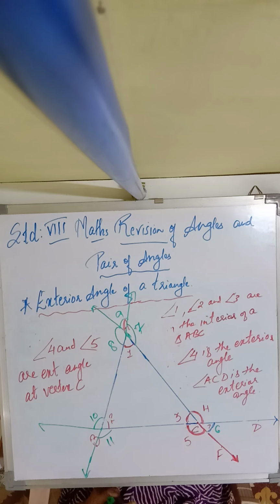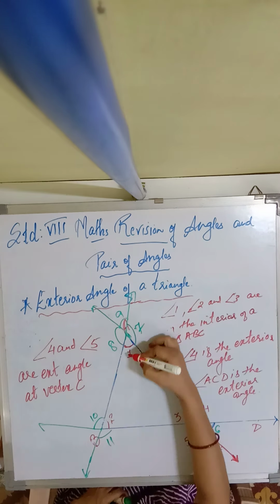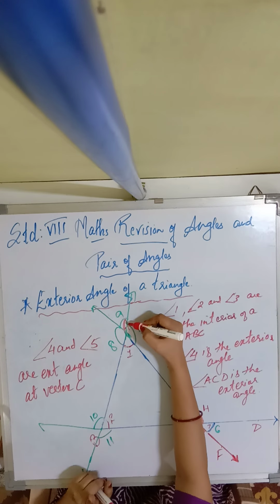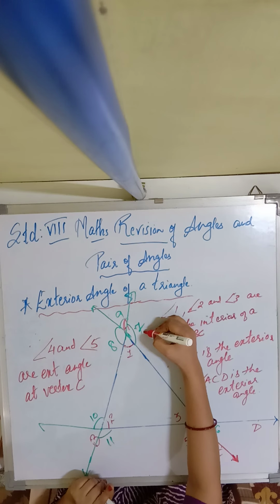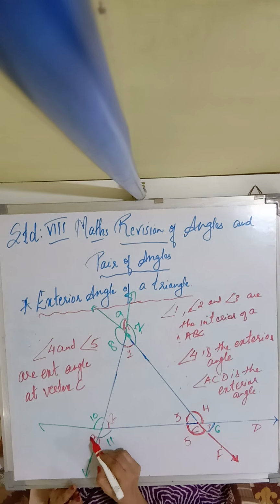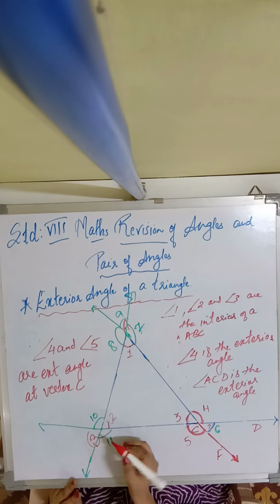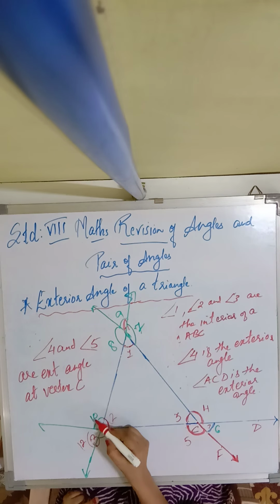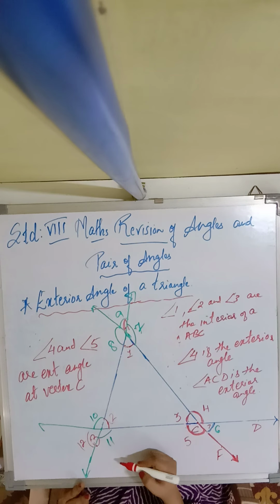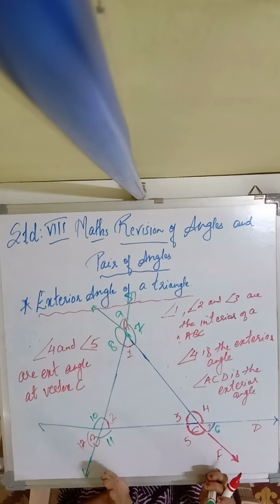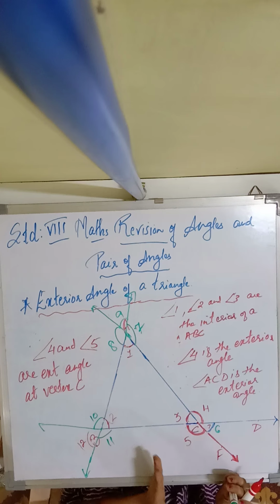Only remember, children, the angle which is vertically opposite to the interior angle will be called a vertically opposite angle and not the exterior angle. The remaining two angles will be called exterior angles. In the same way, which angle is vertically opposite to angle 2? This angle, which we will name 12. So angle 2 and angle 12 are vertically opposite. 10 and 11 are exterior as well as vertically opposite to each other. I hope, children, you have understood what is meant by the exterior angle of a triangle.